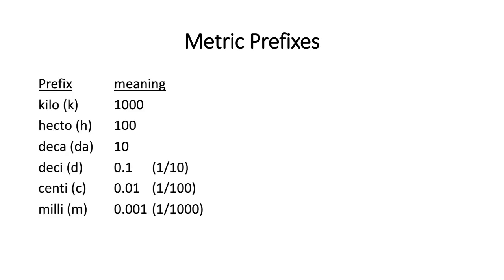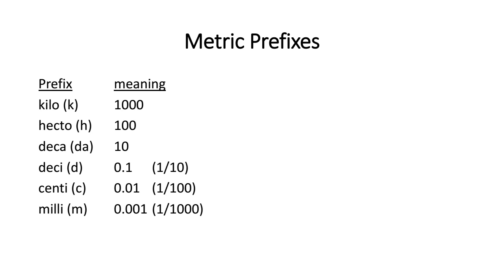Okay, so we also have the metric prefixes. Kilo, which is a K, means 1,000. So 1 kilogram is 1,000 times bigger than 1 gram. A hectogram is 100 times bigger than 1 gram. A decagram would be 10 times bigger than a gram. Okay, so those are all the ones.